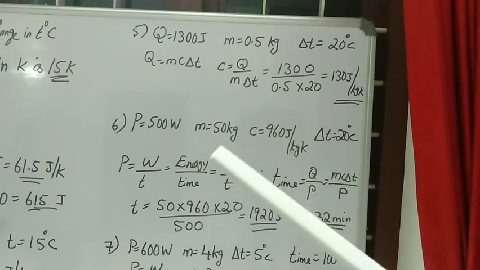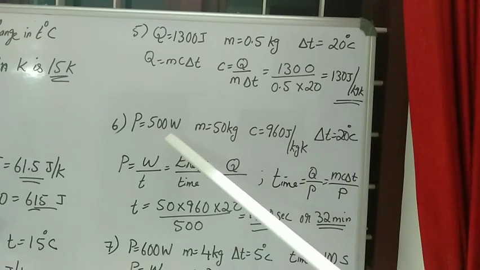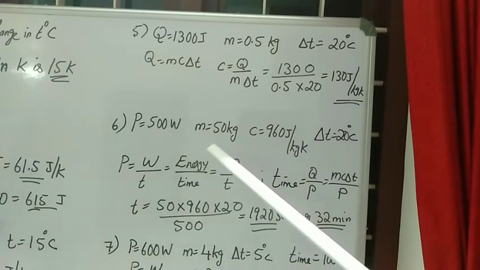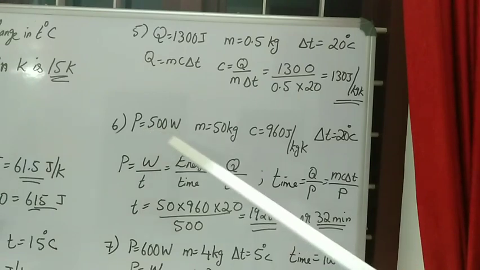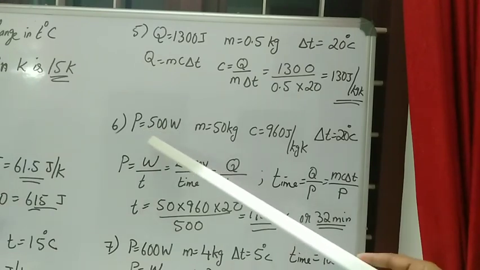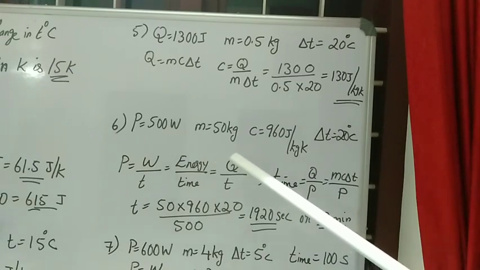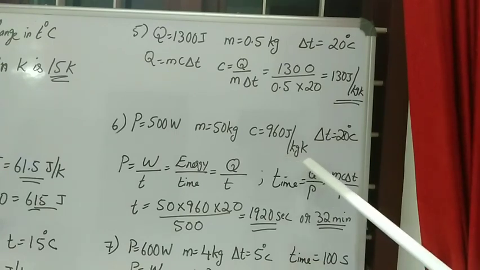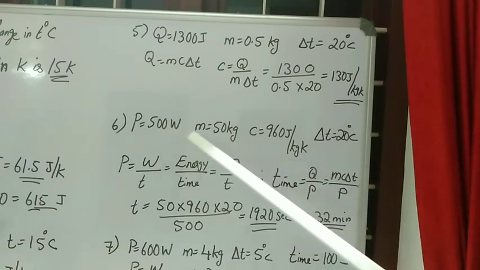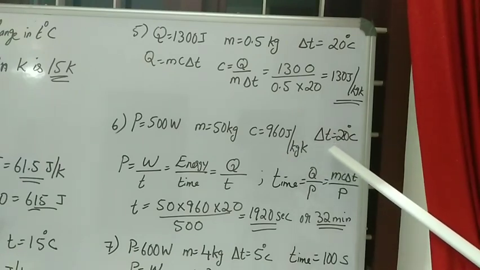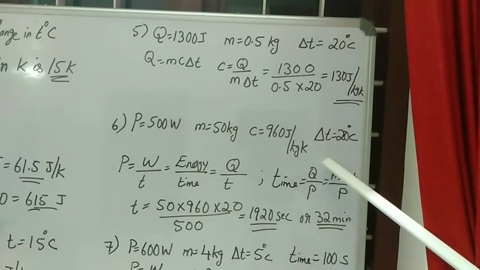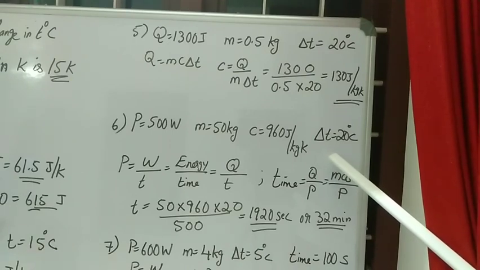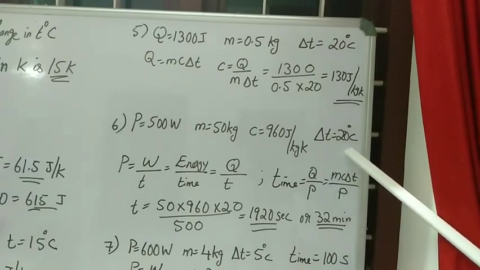Question number 6. Find the time taken by a 500 watt heater. Power 500 watt: what is the SI unit of power? Here we are going to do the second stage of problems. Power is given, 500 watt, to raise the temperature of 50 kg of material. Mass is given, 50 kg, of specific heat capacity 960 joules per kilogram Kelvin. So power, mass and specific heat capacity are given. To change it from 18 degrees Celsius to 38 degrees Celsius, the change in temperature is 38 minus 18, that is 20 degrees Celsius.